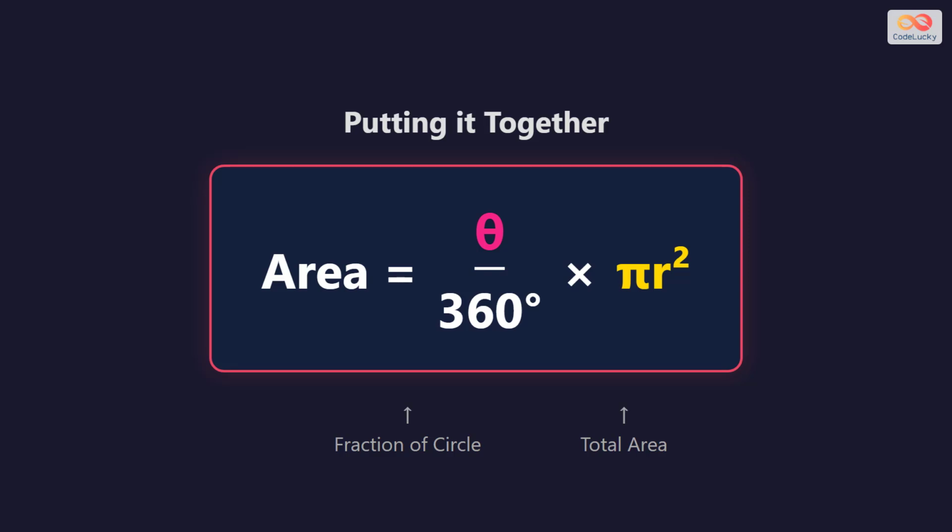Now we combine those two parts. To get the area of the sector, we take our fraction, theta over 360, and multiply it by the total area, pi r squared. This formula logically says, take the total area and keep only this specific fraction of it.